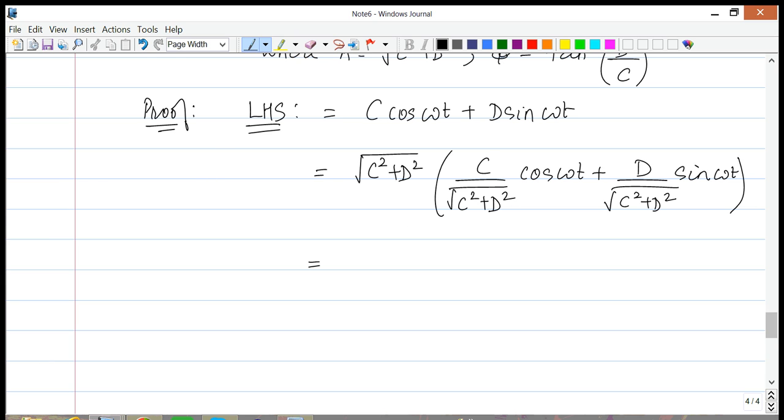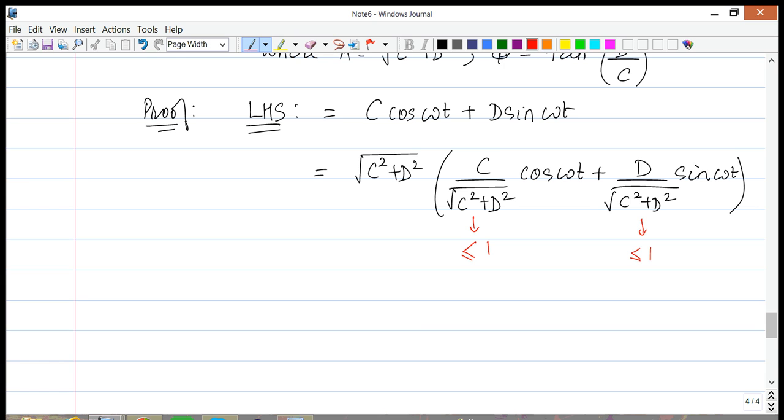Now that we have this, what we recognize is this. If you look at the first term, c over the square root of c squared plus d squared, it has to be less than 1. We know that the square root of c squared plus d squared will always be greater than c, or at the most, equal to c. So we know that it is less than or equal to 1, and in a similar manner, d divided by the square root of c squared plus d squared is also less than or equal to 1.